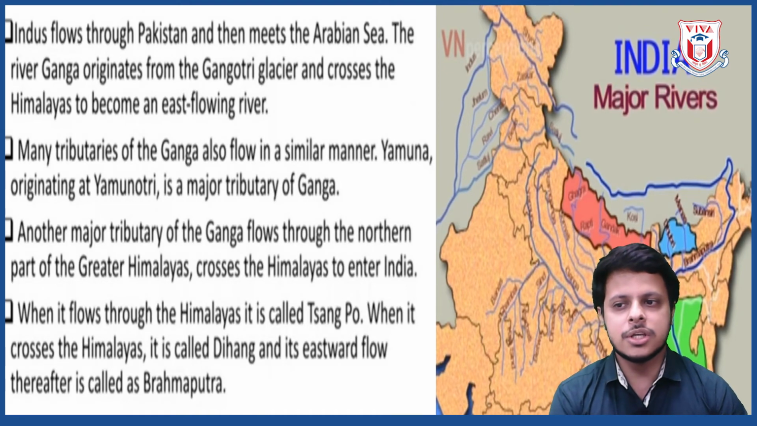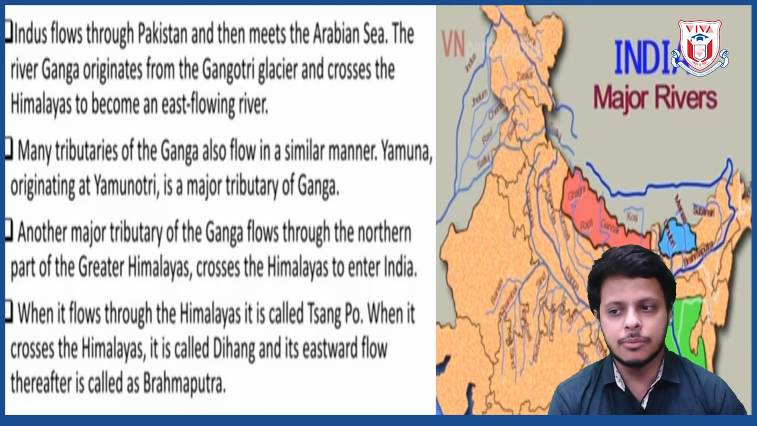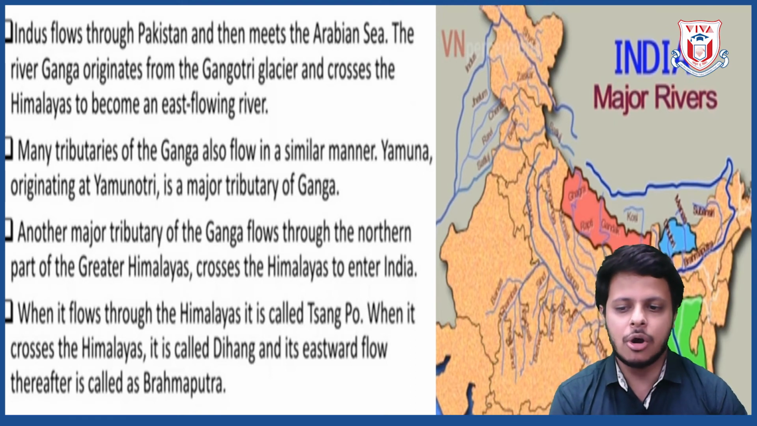The river Ganga originates from Gangotri glacier and crosses the Himalayas to become an east flowing river. Many tributaries of Ganga also flow in a similar manner. Yamuna, originating at Yamunotri, is a major tributary of river Ganga. Another major river flows through the northern part of the greater Himalayas and crosses the Himalayas to enter India. When it flows through the Himalayas, it is called Sangpo. When it crosses the Himalayas, it is called Dihang, and its eastward flow thereafter is called Brahmaputra.